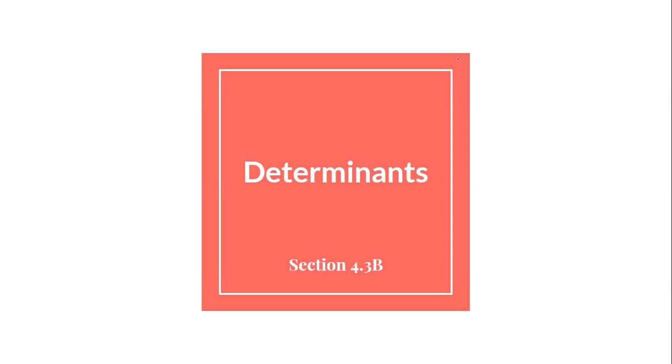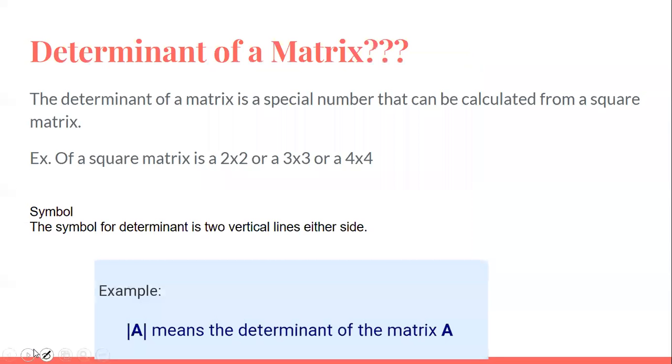Thank you. All right, determinants. Determinants are actually a fairly easy process that involves just basic computation. So determinant of a matrix, what is it? The determinant is a special number. That means you're getting one number at the end of what you're doing. It can be calculated from a square matrix. What is a square matrix? It means that it's a 2 by 2, a 3 by 3, or a 4 by 4, et cetera. Make sense?